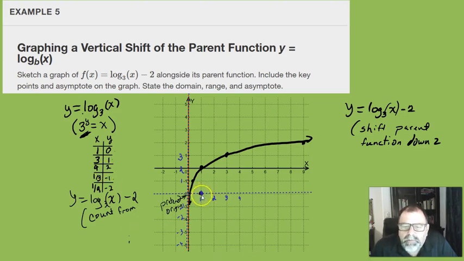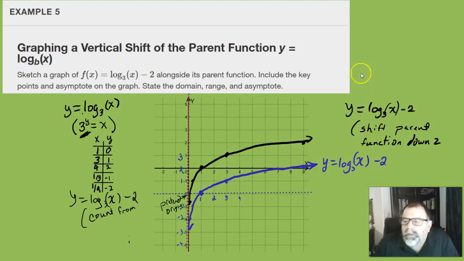I'll do this in blue or purple, whatever this is. 1, 0, 3, 1, 9, 2, so counting from the pretend origin, 1/3, negative 1, and then 1/9, negative 2. And again, we're doing that exact same shape. So this is y equals log base 3 of x minus 2.